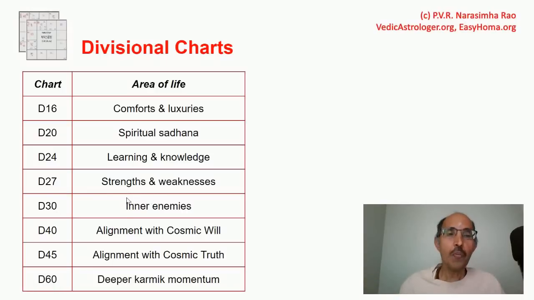And D30 is how you fight your inner enemies and how much you succeed. D40 is alignment with the cosmic will, cosmic flow, cosmic rhythm, divine rhythm. Whether you are swimming against the divine will or with the divine will. How smooth things are for you in life or how hard things are for you in life. And D45 is alignment with the cosmic truth, how dharmic you are at the subtlest level. And then D60 is the deep karmic momentum, things that you really want to do or accomplish in this life at a very subtle level. And of course, what you really think that you must do is what binds you, as well as what liberates you once you overcome that. So it is basically the key to what liberates you.